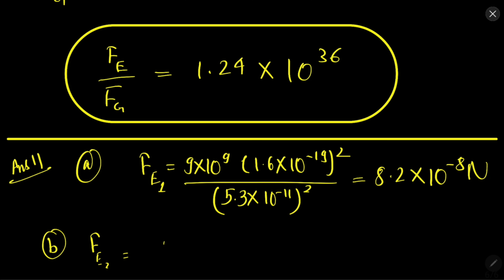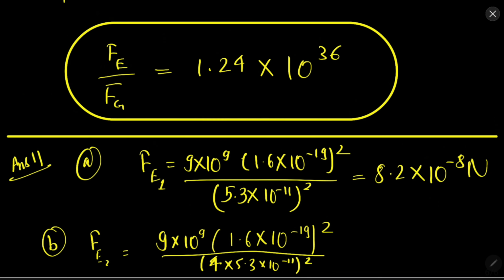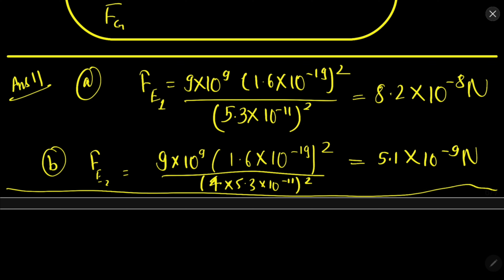Now the second situation, again 9 into 10 to the power 9, the charge will be the same. What will change is the distance. The distance will become 4 times the original, so 4 into 5.3 into 10 to the power minus 11 whole square. Once you solve this, you will obtain 5.1 into 10 to the power minus 9 newton. So when the distance increased, the force has decreased.